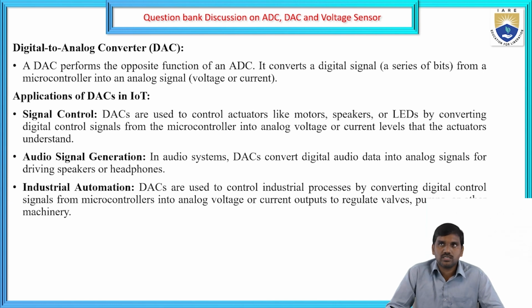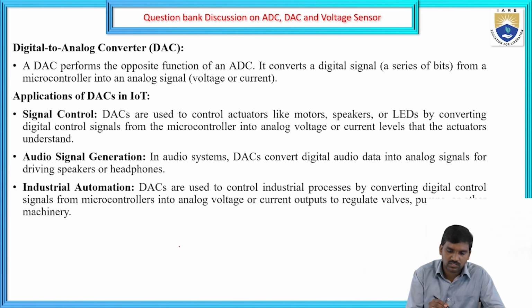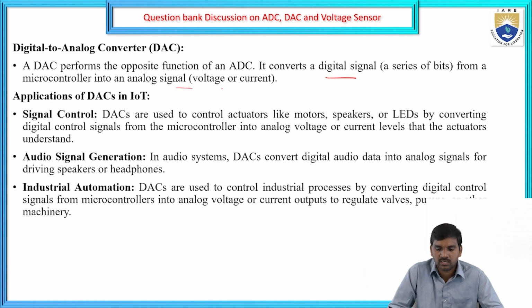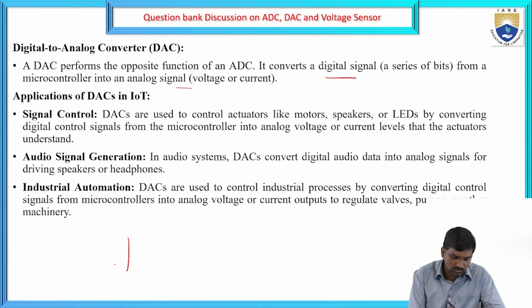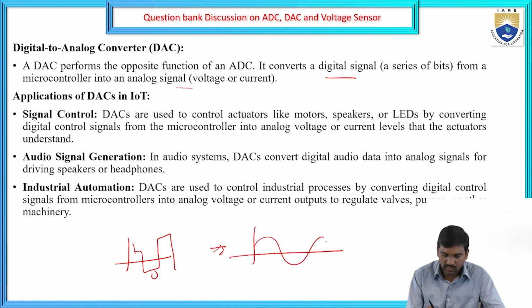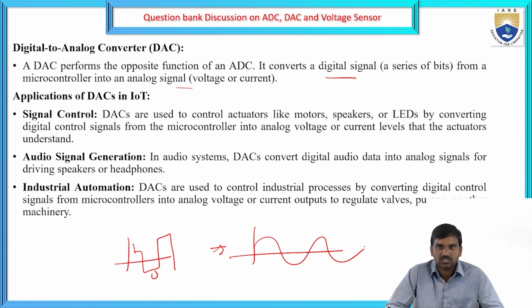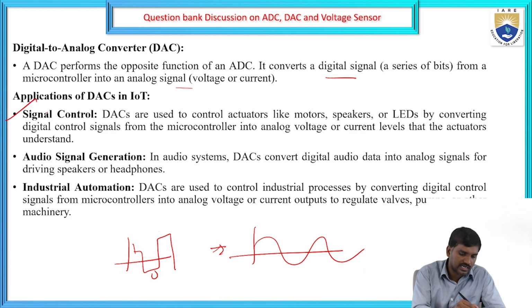digital to analog converter. It converts a digital signal from the microcontroller into an analog signal form, that is voltage or current. Ones and zeros, like 1010, are converted into a continuous time signal, that is an analog signal. Applications of digital to analog converter in IoT: signal control, audio signal generation and industrial automation.